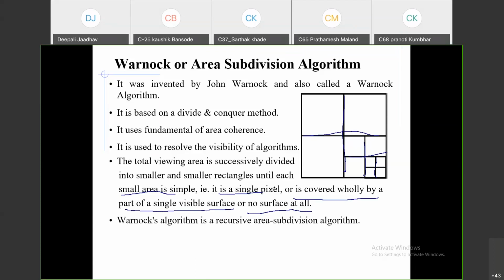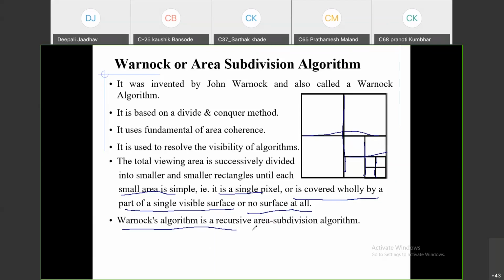Again, it is used for the same purpose as we have seen in the Z buffer: to identify the visible surface. If there are multiple surfaces and hidden surfaces, then which part is visible? That is what we are going to identify, and remove the hidden surfaces. For that purpose this algorithm is also used. It is divided into smaller rectangles until it is a single pixel, covered wholly by a single visible surface. Only one surface if it is covered, then we stop there. And no surface at all means the background color.